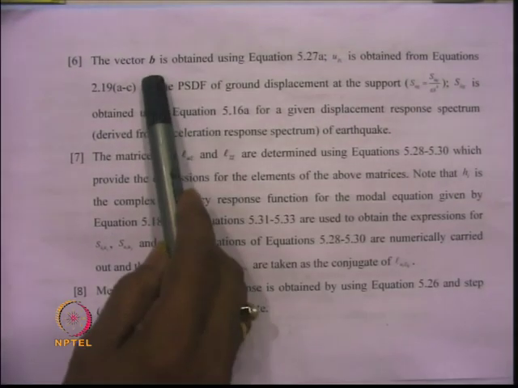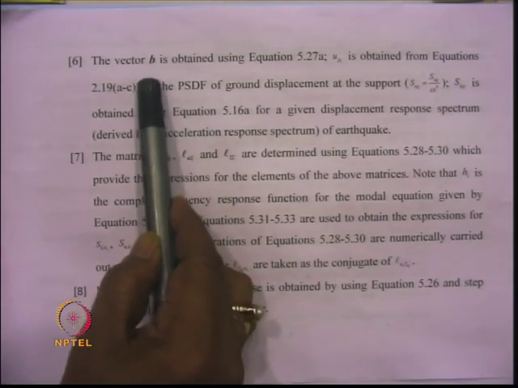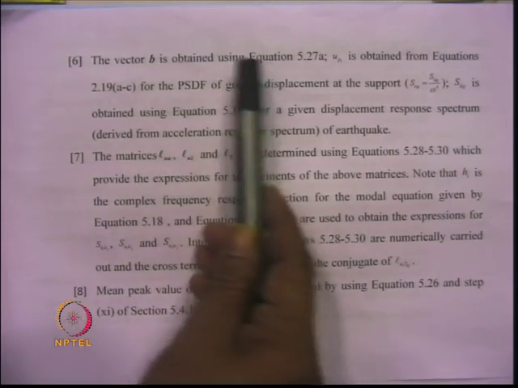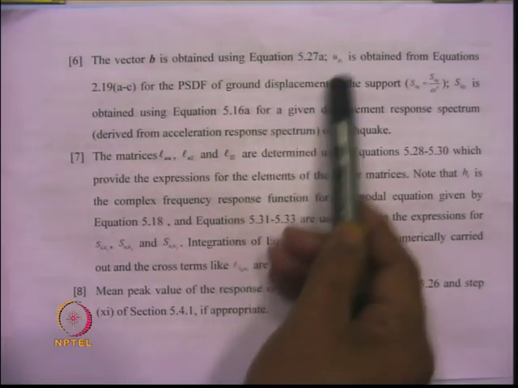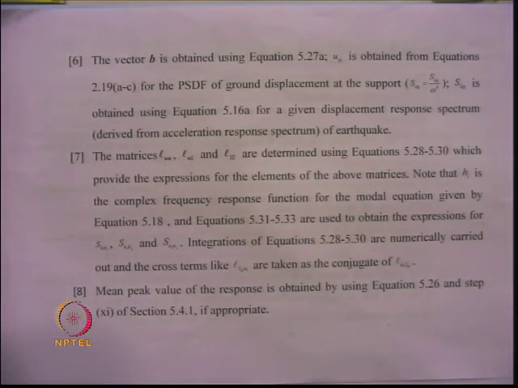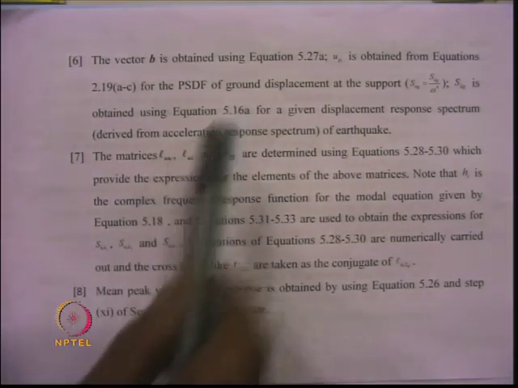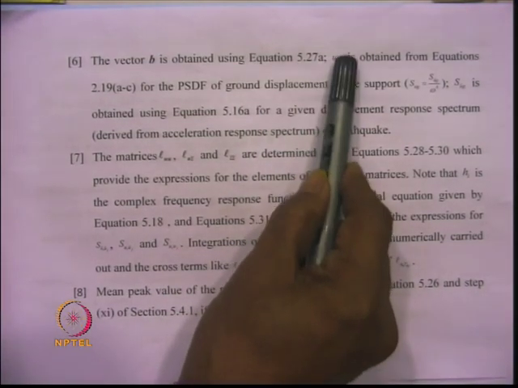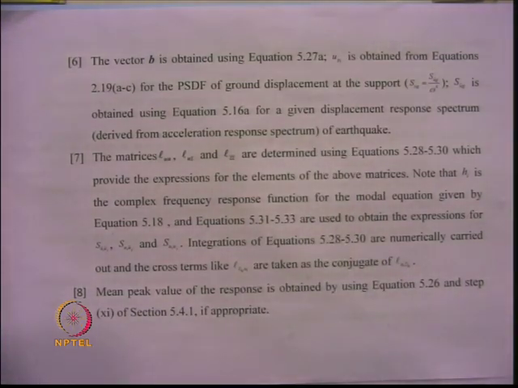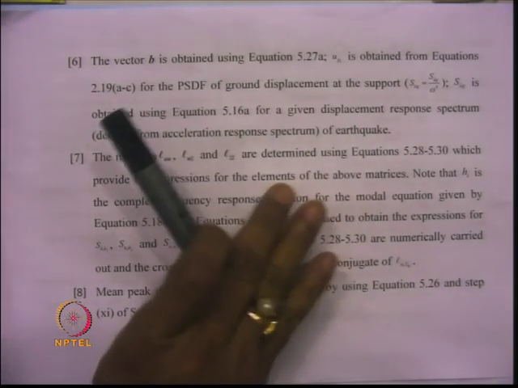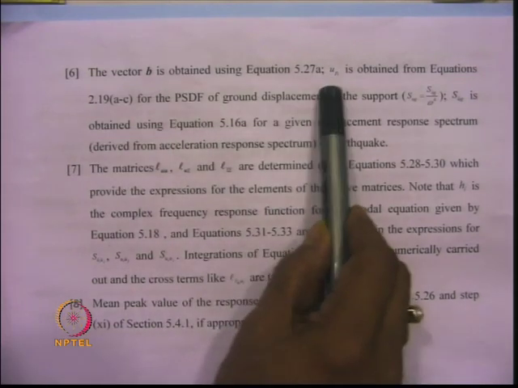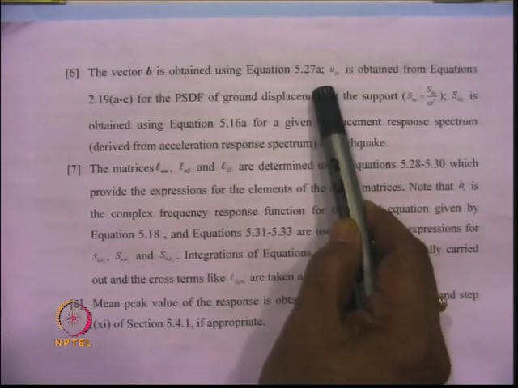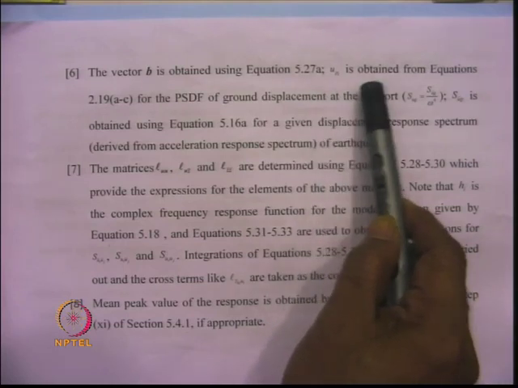Next is to construct a vector B, and this vector B is shown in expression 5.27. This vector B requires the peak ground displacement at different supports, but this peak ground displacement at different supports is assumed to be the same because we have the same train of earthquake moving through all the supports.